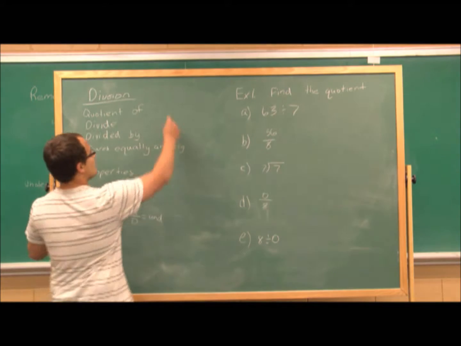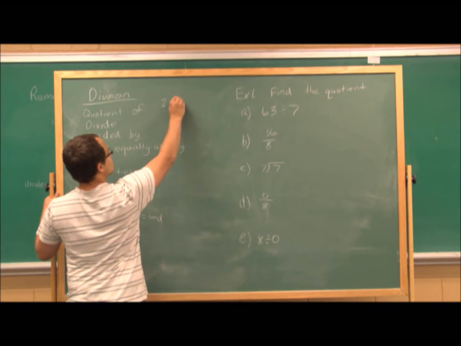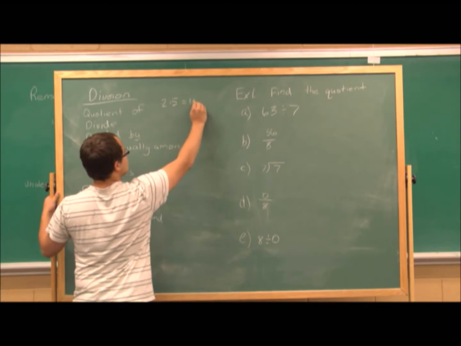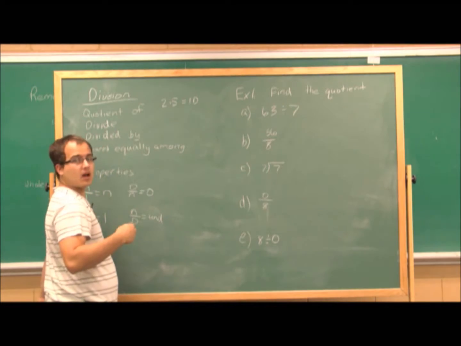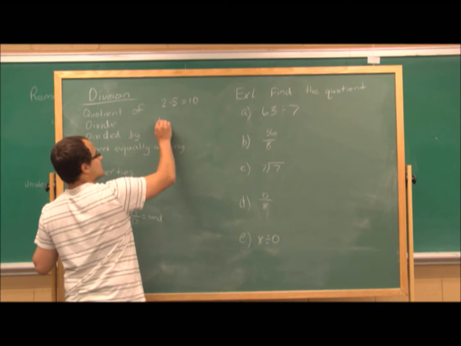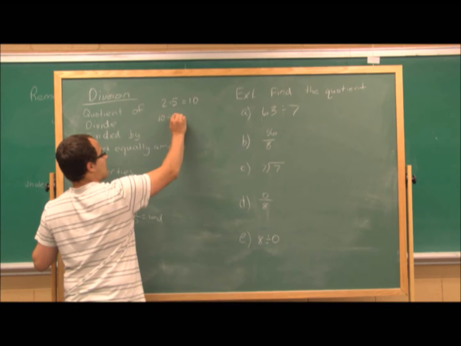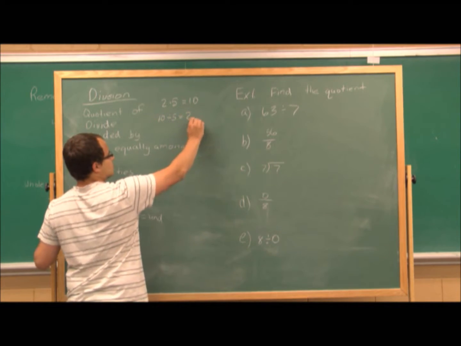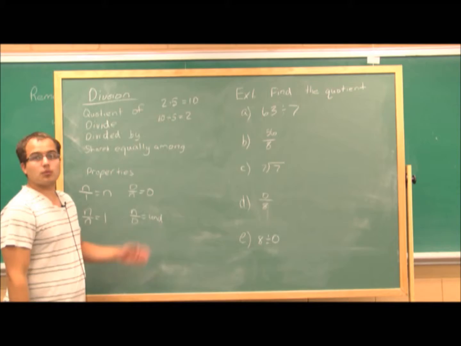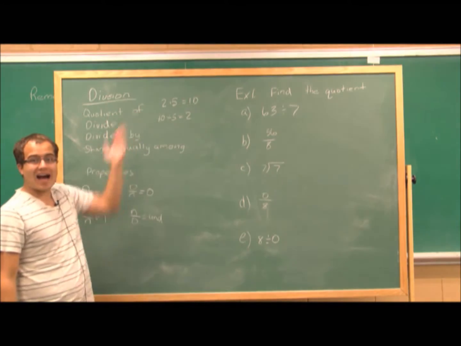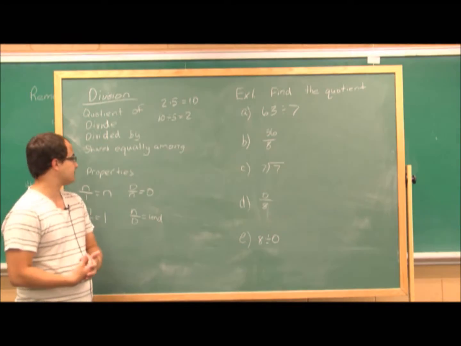Like when you say 2 times 5 equals 10, you could also rewrite this and say 10 divided by 5 equals 2. So when we do division, we are going to use that concept a lot.